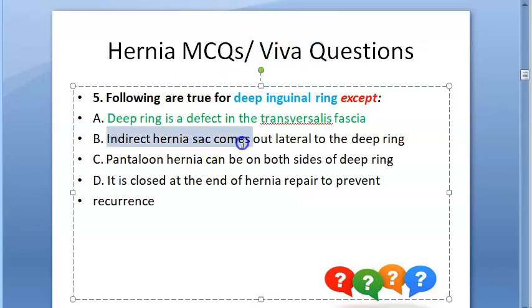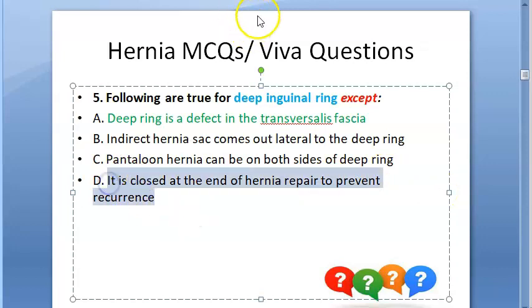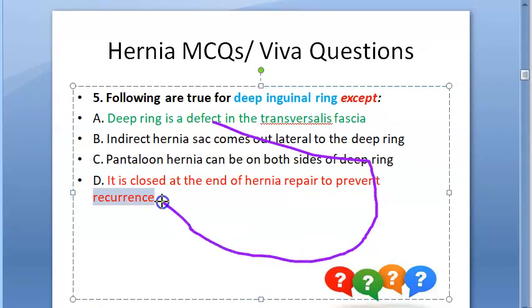Then, indirect hernia sac comes out lateral to the deep ring. What is that? I didn't focus. Pantaloon hernia can be on both sides of the deep ring. It is closed at the end of hernia repair to prevent recurrence. Then how will the spermatic cord come out? Why do I feel this is wrong? It is not closed. You will not close the deep inguinal ring. Remember in Lichtenstein repair, what you will do? You will put the mesh like this, and then you will cut the mesh here, and then cross these two parts so that the spermatic cord can go through. You never close the ring, isn't it?